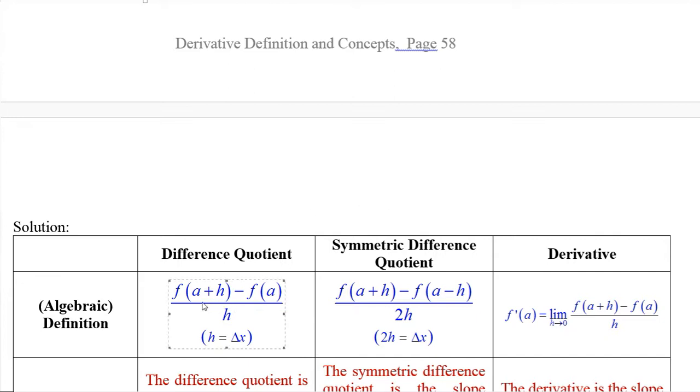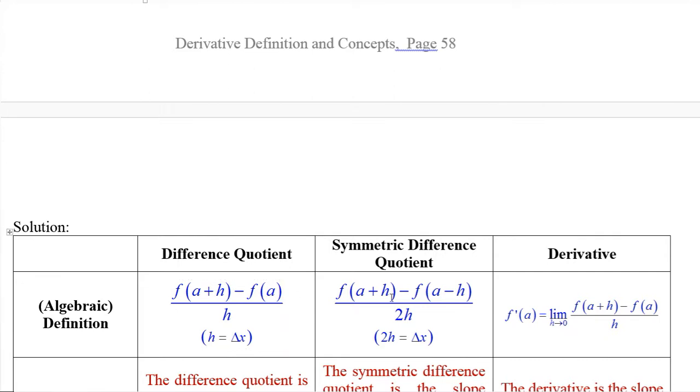Okay, so the first thing here, we have the difference quotient. The difference quotient really is just a slope formula. So the bottom is delta x, which I'm calling h, and I'm thinking of this at a point (a, f(a)), and so the difference quotient is (f(a+h) - f(a))/h, which is just a number for a specific value of a and a specific value of h.